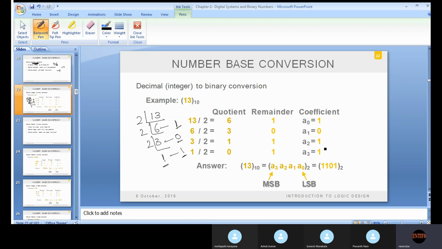Okay. So what are the quotients you are getting? 1 1 0 and 1. Okay. So 1 1 0, not 1 1 0 1. We have to start from a0, a1, a2, a3. So similar a0, a1, a2 and a3. So what is the binary equivalent for the 13? It is nothing but 1 1 0 1 base 2.